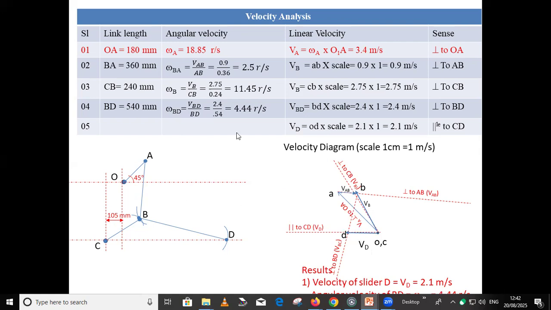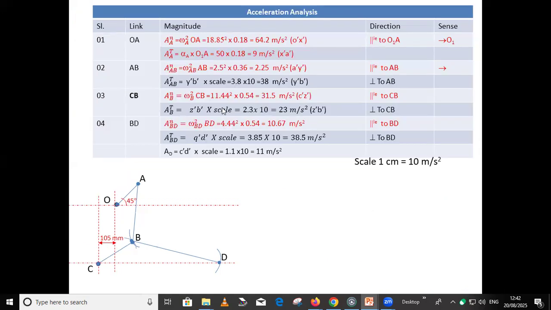Then next we'll discuss acceleration diagram. Okay. Now in case of acceleration diagram, again we have normal and tangential component. In our case, we have tangential component of acceleration because angular acceleration of crank is available. So we'll plot normal and tangential component for crank OA. Now before plotting that, we calculate the normal component value r omega square, which is 64.2 meter per second square. Tangential component of acceleration r into alpha, that is 9 meter per second square.